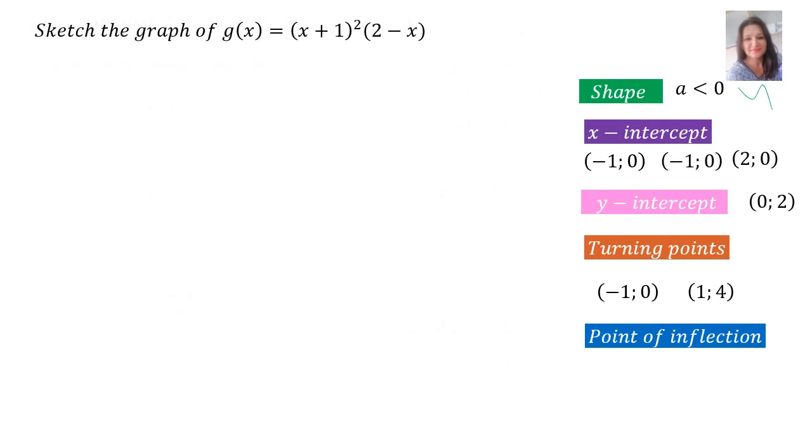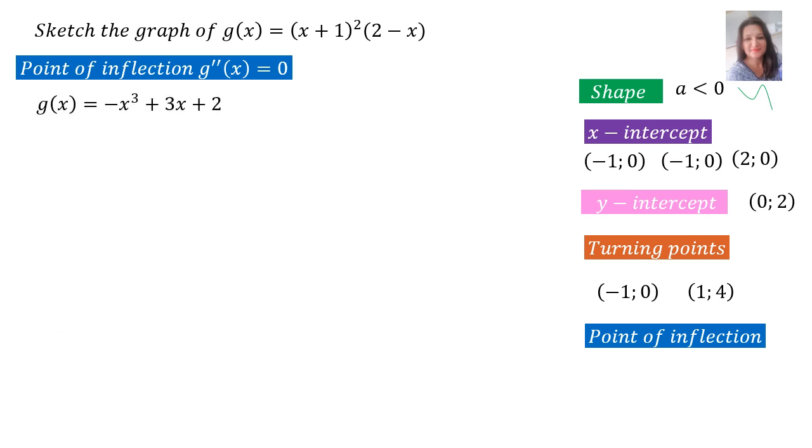The last thing that I still need to work out is the point of inflection. And to find the point of inflection, it's the second derivative equal to 0. There's your equation. First derivative: minus 3x squared plus 3. Second derivative: minus 6x equals 0. And we can solve x. x is equal to 0.